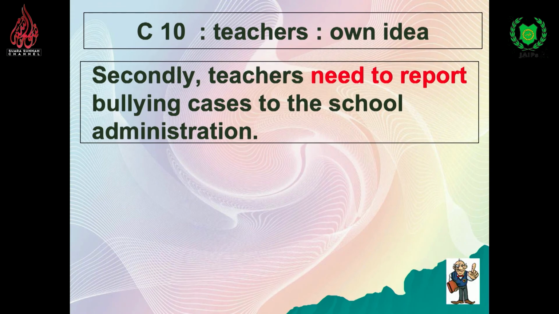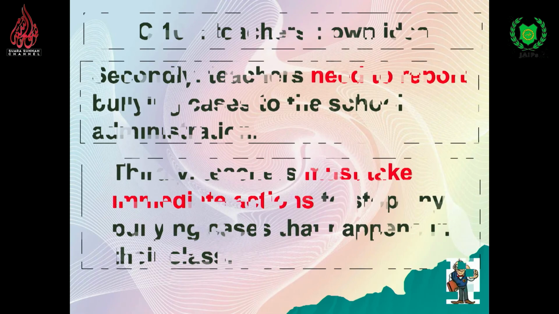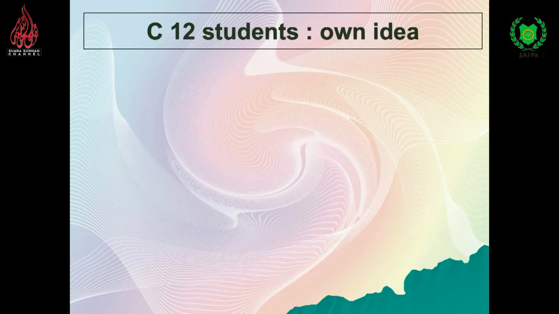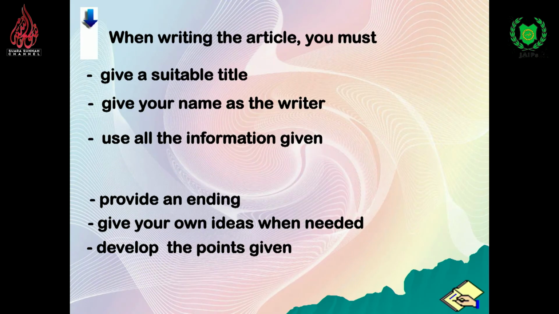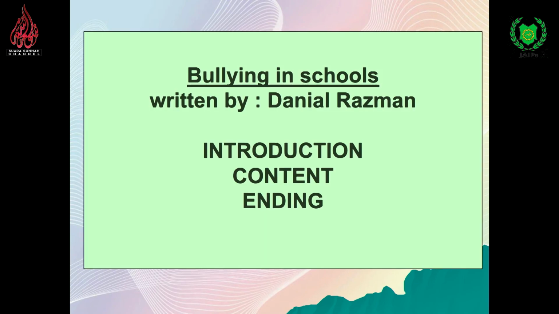Secondly, teachers need to report bullying cases to the school administration. And then, thirdly, teachers must take immediate action to stop any bullying cases that happens in their class. Okay, now since I don't have a lot of time, I'm straight away going to look at the last part, that is, when writing the article, you must give a suitable title, give your name, and also provide an ending. All right? Now, okay, very easy.